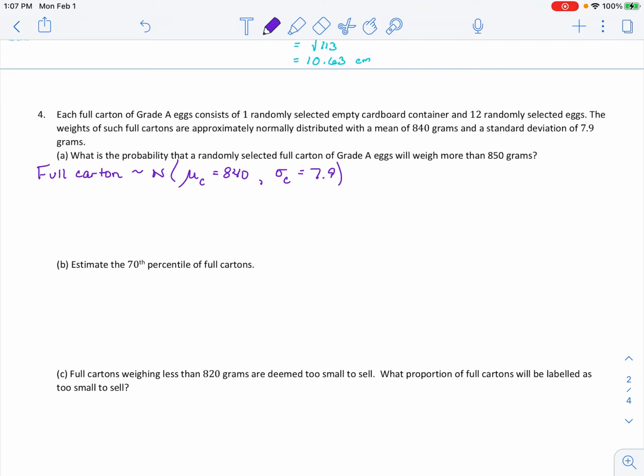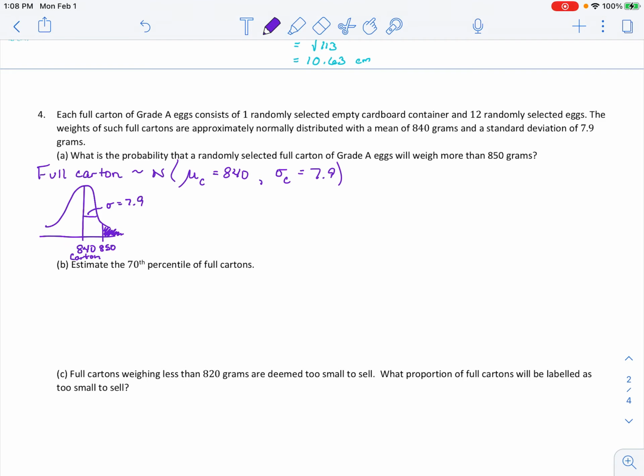I'm trying to find the probability that a randomly selected full carton of grade A eggs will weigh more than 850 grams. So I'm going to envision this normally distributed shape. The center is about 840. We have a standard deviation of about 7.9. And I'm trying to find the probability of being more than 850. These are not egg weights, this should be carton weights. I just want to label it to make sure it's clear that these are not z-scores, even though that would be an obscenely large z-score.